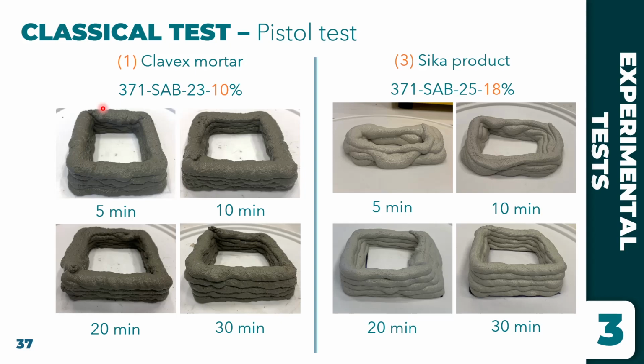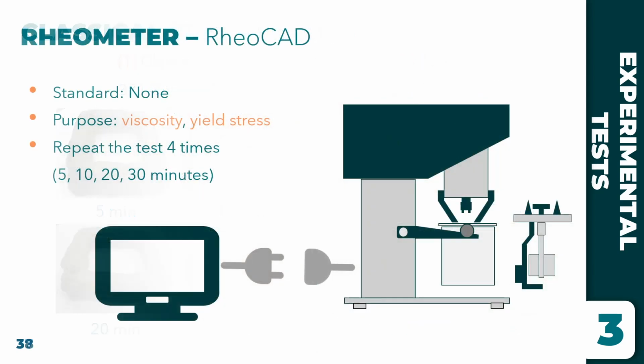With the Caloric mortar at 10% water content, we see that its behavior is perfect for 3D printing construction. It can overlay 5 layers easily. The surface is very smooth, even at 30 minutes. With the Sika product, at the initial time it is still very fluid, but after 20 and 30 minutes, its behavior becomes more suitable. It's smooth, and it can overlay more than 5 layers.